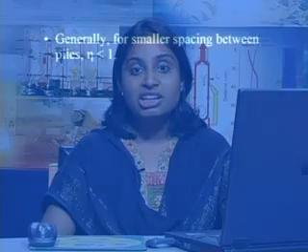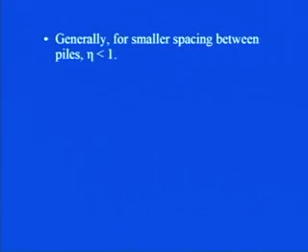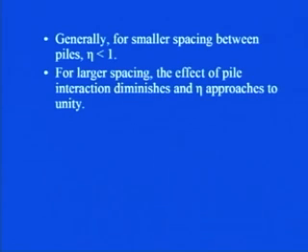Generally, for a smaller spacing between the piles, eta is less than 1. I just now showed you with the help of 2 figures how this eta is coming out to be less than 1. For larger spacing, the effect of pile interaction diminishes and eta approaches unity.